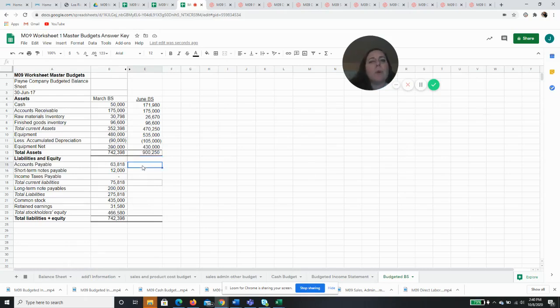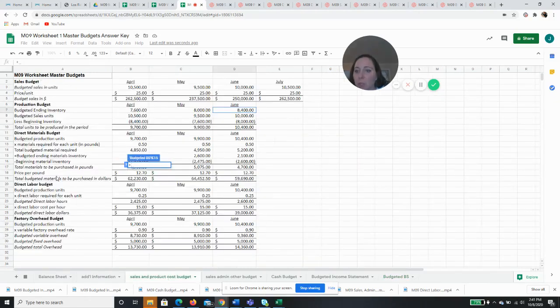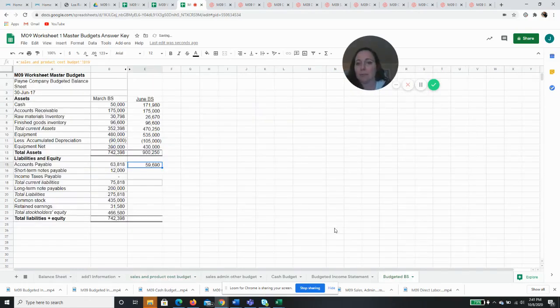Accounts payable. What do we know about accounts payable? Well, we know that when we buy materials, we debit materials and credit accounts payable, and then we pay it off in the following month. So our direct materials purchases in June will not have been paid yet. And so that is going to be our accounts payable balance. So our direct materials purchases for June is $59,690.